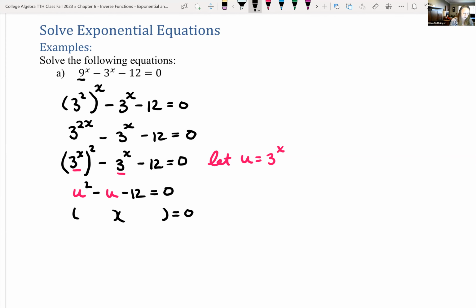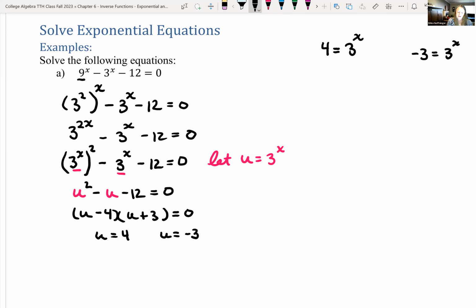So I notice this is factorable. There are 2 numbers that multiply to give me a negative 12 and add to give me a negative 1. So I can factor this as u minus 4 all times u plus 3. So u minus 4 is 0 when u is 4, and u plus 3 is 0 when u is negative 3. The problem is I want to know what x is, not what u is. And so let's maybe do it up here. We have 2 separate equations. We have 4 is equal to 3 raised to the x, and we have negative 3 is equal to 3 raised to the x.